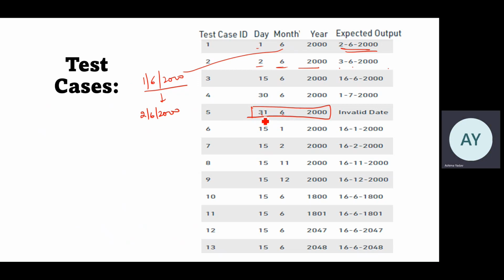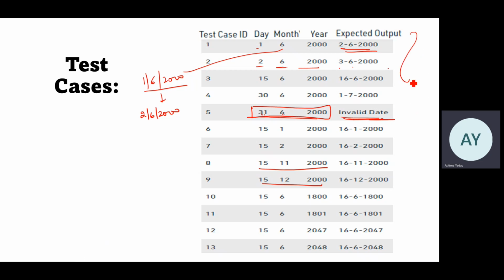Okay, but in June there is no 31st. June month is still 30 days only. So this means this particular combination is invalid, so here the output will be invalid. You need to check whether the date combination here is first valid or not. If valid, then you need to write the next date. Otherwise, you need to write the invalid date as the output.